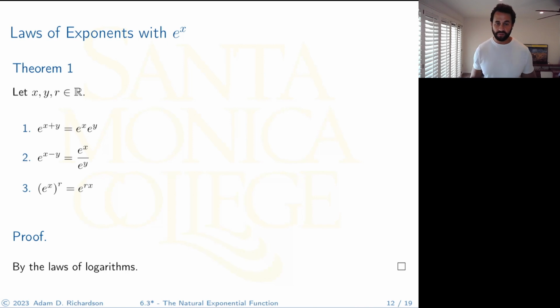The proof, I'm going to skip the proof. You might have seen proofs like this before back in a pre-calc class, but the proofs just use the laws of logarithms. So in essence, you take this and write it in logarithmic form instead, and then you'll be able to use the laws of logarithms to derive this result. So I recommend trying that as an exercise on your own. I'll give you the beginning of it. You could say, let z equal e to the x plus y. So start with that, take the log of both sides, and then work from there.